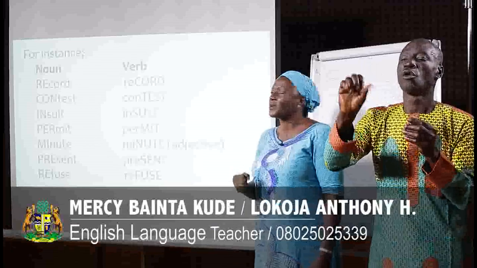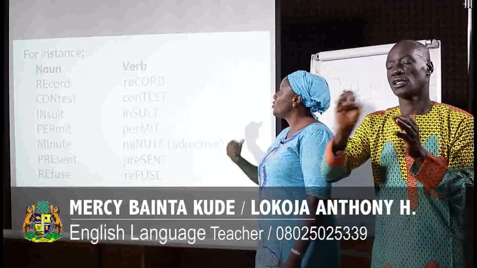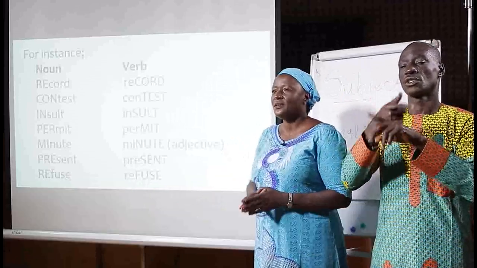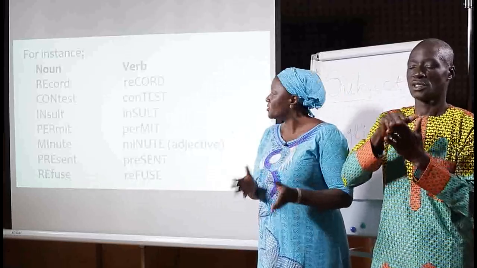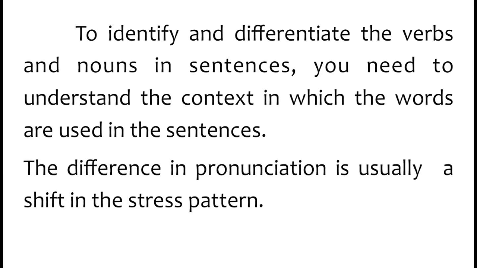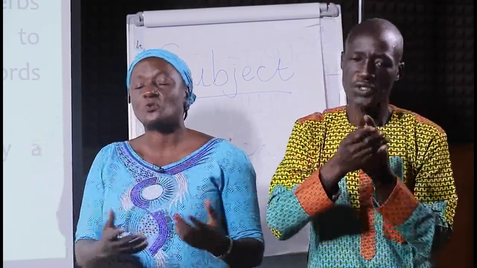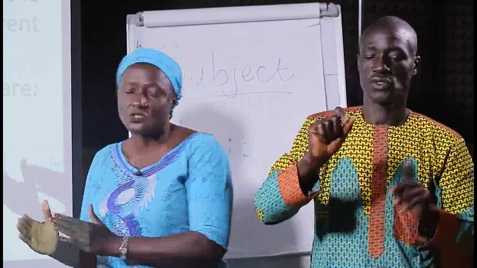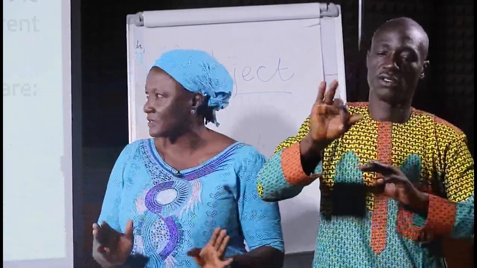If it's a noun, we hear it on RE. If it's a verb, the stress goes to CORD, and that is how you create the difference in the pronunciation of these words. And by doing so, it helps you understand the context in which the words are used. To differentiate the verbs and nouns in sentences, you need to understand the context in which the words are used. Understand the situation, understand the message that the person is trying to pass across. The difference in pronunciation is usually a shift in stress. We have said that. So once there's a shift in stress, it means the pronunciation automatically changes.